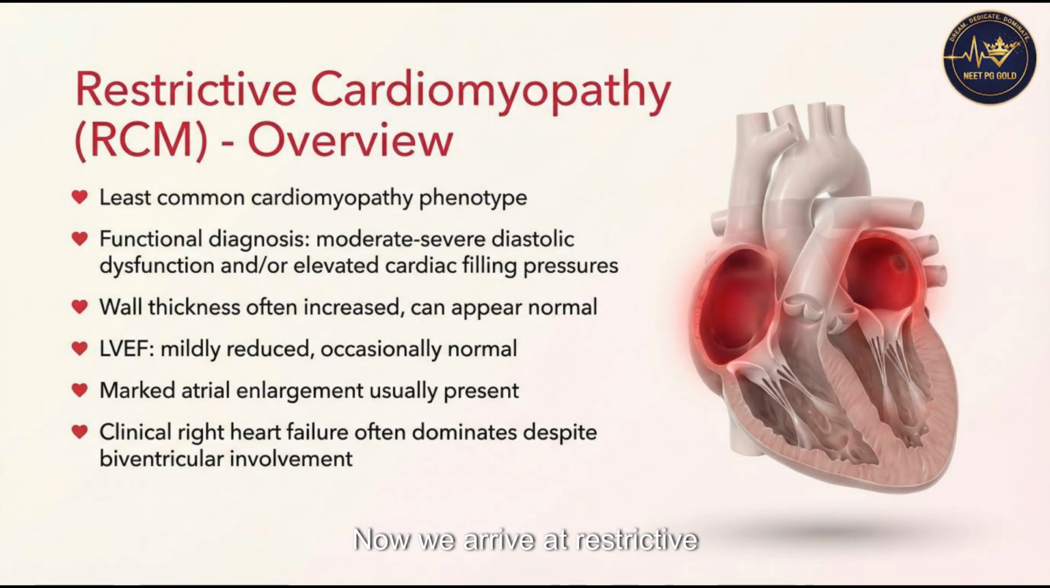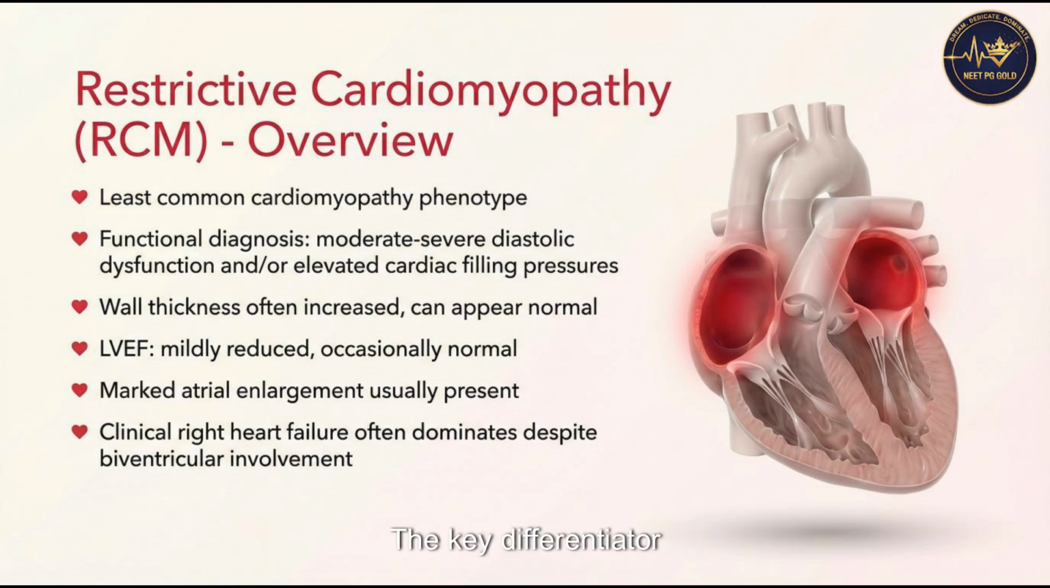Now we arrive at restrictive cardiomyopathy, or RCM. This is the least common phenotype but frequently tested because the hemodynamics are unique. In RCM, the primary problem is diastolic dysfunction. The heart cannot fill properly. The wall thickness is often increased, which is why it can be confused with HCM. But it can also appear normal.